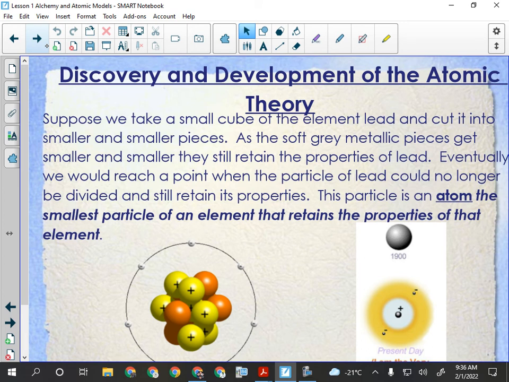Now, do I ever have to worry about splitting the atom by cutting something? No. Atoms are incredibly small. I can't split an atom by cutting something. We don't have any tools capable of doing that. If that was possible, if you were chopping a carrot, you could split the atom. Well, that's not possible. You're not going to split the atom by cutting a carrot.